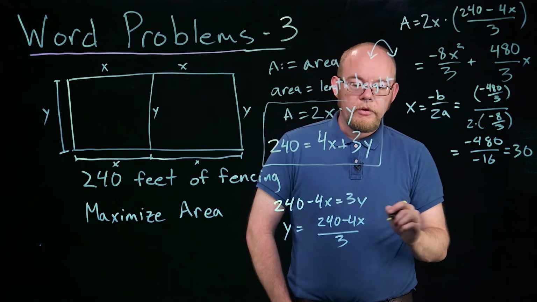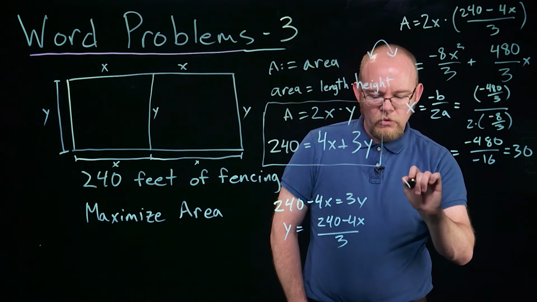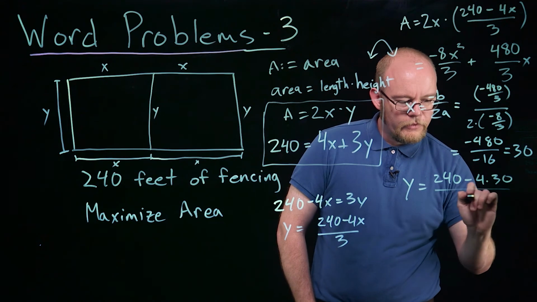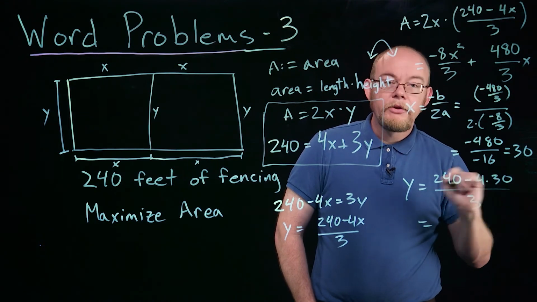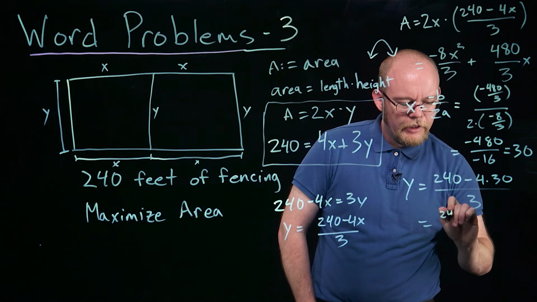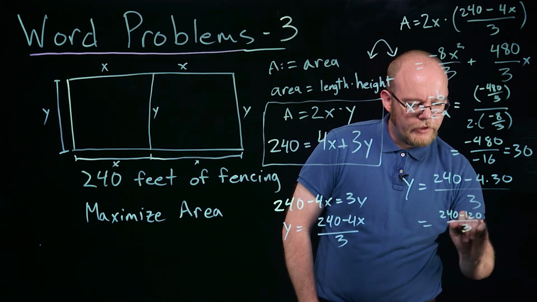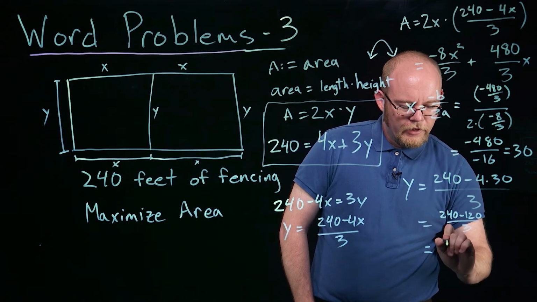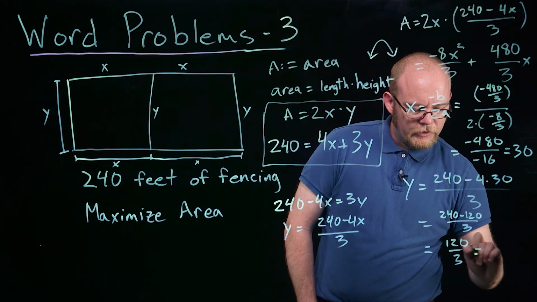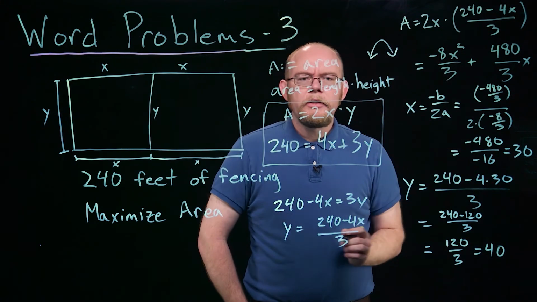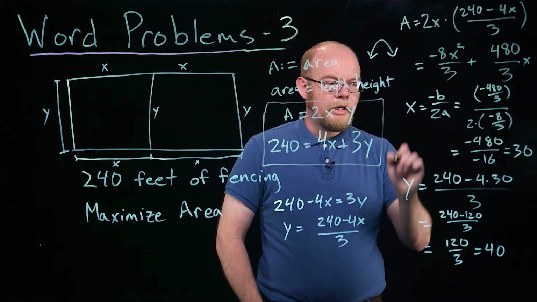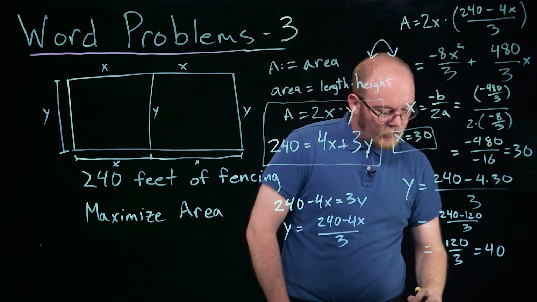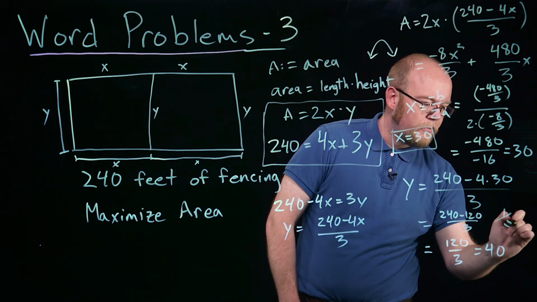So then we can also solve for the y now using this equation down here. So we get y is equal to (240 minus 4 times 30) over 3. 4 times 30 is 120. So we have 240 minus 120 over 3. And then we have 120 over 3, which is equal to 40. So these are what we call the dimensions of it. So we need x to equal 30, and we need y to equal 40.